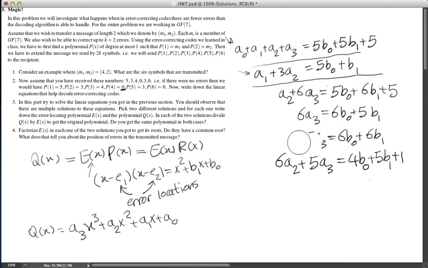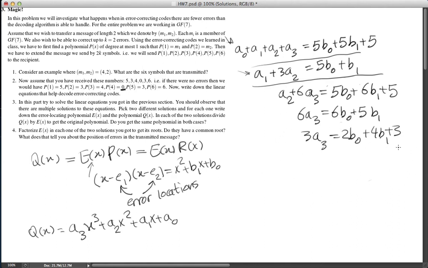If we do the same thing with the fifth equation, if we subtract 5 times the third equation from it, what we're going to get is 3 times a3 equals 2 times b0 plus 4 times b1 plus 3. If we do the same thing with the last equation, what we're going to get is 4 times a3 equals 2 times b0 plus 4 times b1 plus 6. Okay, now we're done with this equation.